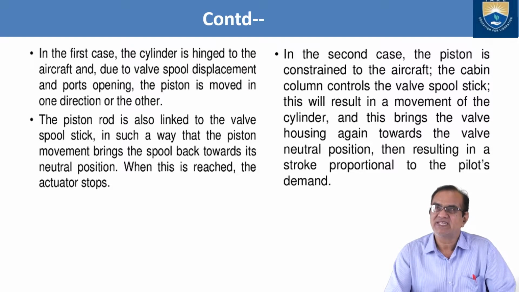In the second case, the piston is constrained to the aircraft. The cabin column controls the valve spool stick. This will result in a movement of the cylinder, and this brings the valve housing again towards the valve neutral position, then resulting in a stroke proportional to the pilot demand.